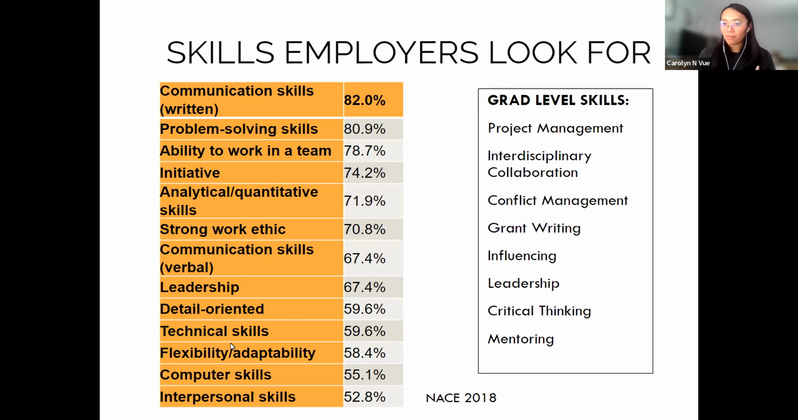But for graduate level, some things that you might include could be project management, interdisciplinary collaboration, because sometimes you might be working with folks from different spaces, or you might be doing research where you're working with communities. And so that could be how you convey your communication skills. Grant writing or writing in general, influencing, leadership, critical thinking, mentoring. Those are all really great skill sets that you can communicate from your graduate level courses that you've taken.